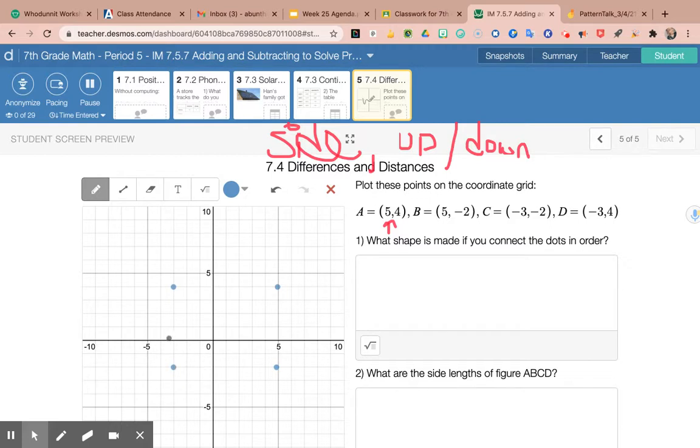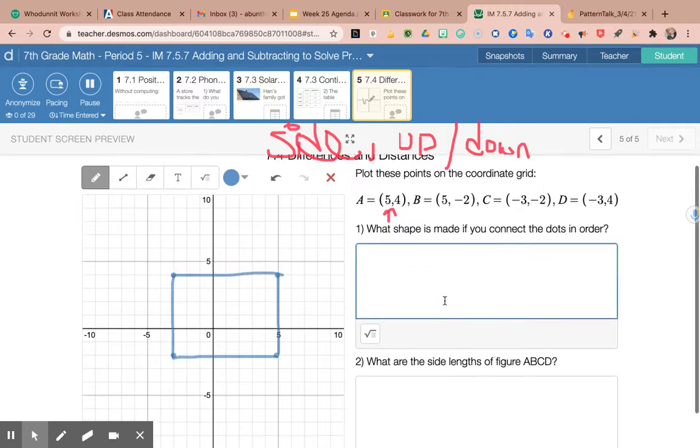Negative 5, negative 4, negative 3, negative 2, negative 1, 0. And this is the 0. It wants you to connect the dots in order, so I'm going to connect my dots. And it says, what shape did you make?